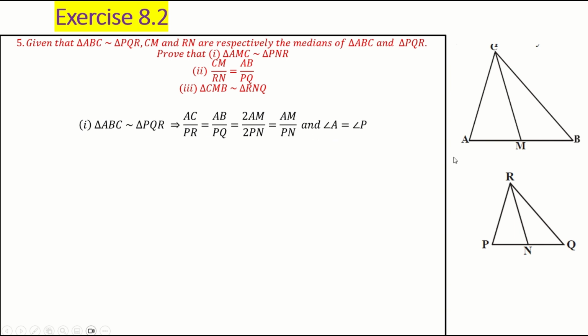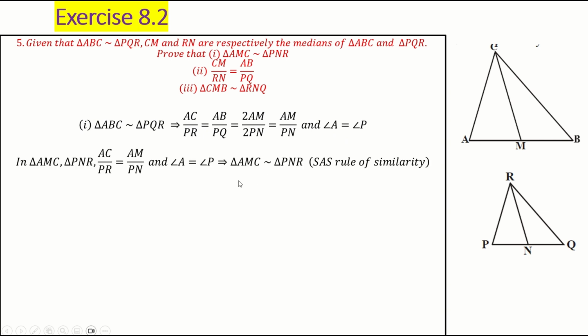Okay, and we also know that angle A is equal to angle P because they are similar triangles, right? Now from the side-angle-side rule, side AC by PR is equal to AM by PN, which we have derived just above, and the angle in between those sides is the same. Which means from the SAS rule, we can say that triangle AMC is similar to triangle PNR.